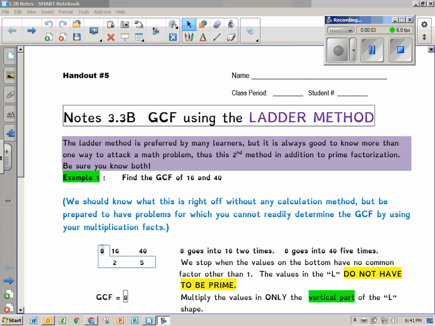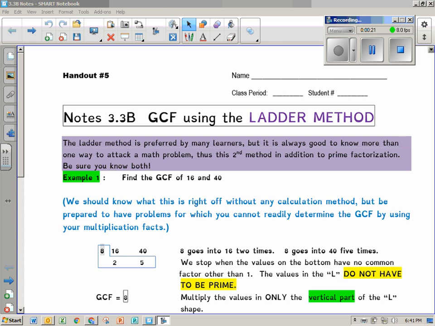Good morning, everybody. We're going to start talking today about greatest common factor again, but using the ladder method. We previously have talked about finding the greatest common factor using prime factorization. I think you're going to like the ladder method.